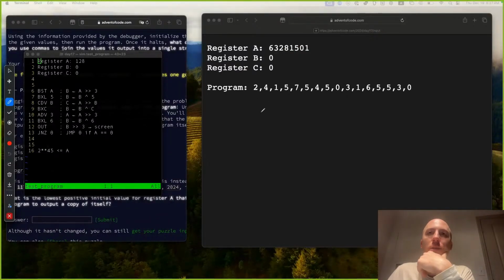B basically has to be right before it prints out to the screen. B has to be basically 2 followed by whatever bit, because when we shift it to the right by 3, it's going to be 2. So that's good.